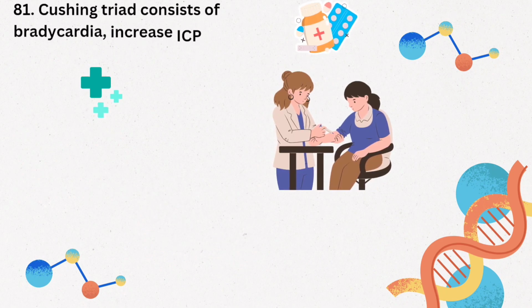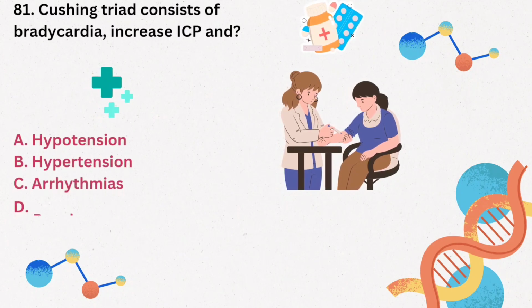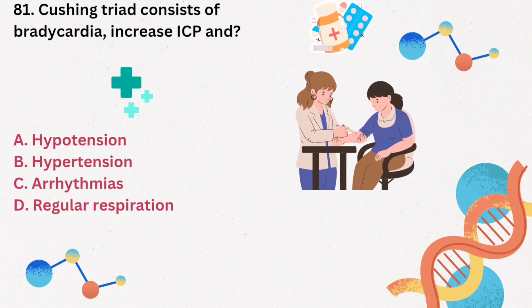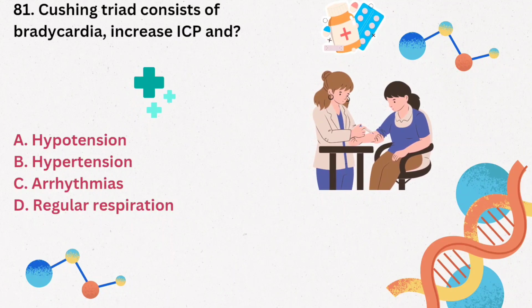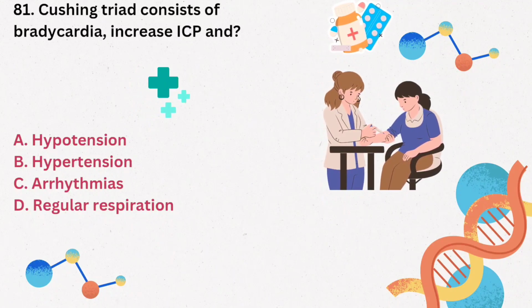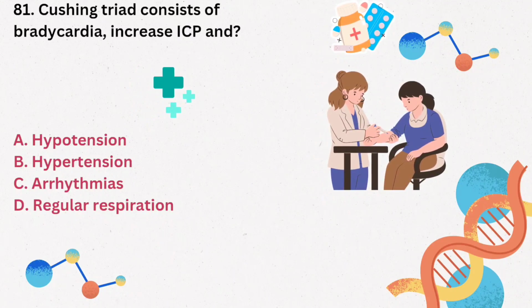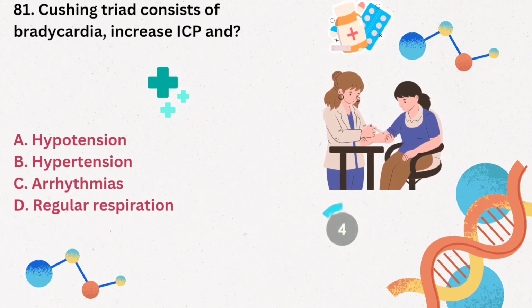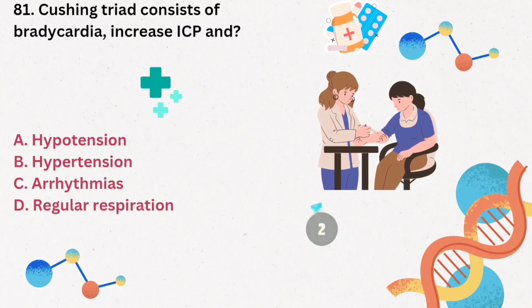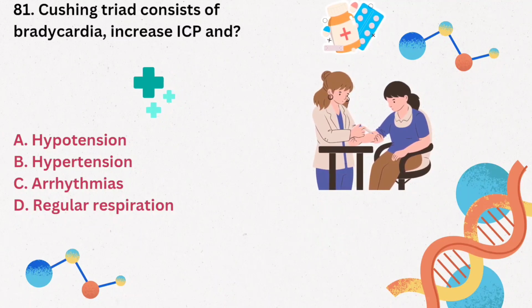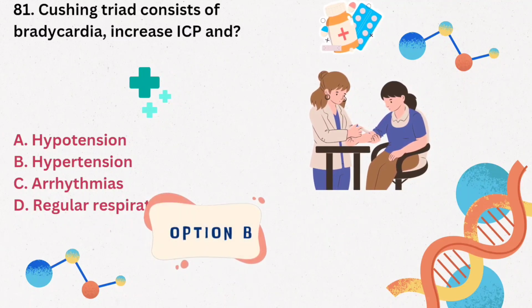Cushing triad consists of bradycardia, increased ICP, and A. Hypotension. B. Hypertension. C. Arrhythmias. D. Regular respiration. Option B is the right answer.